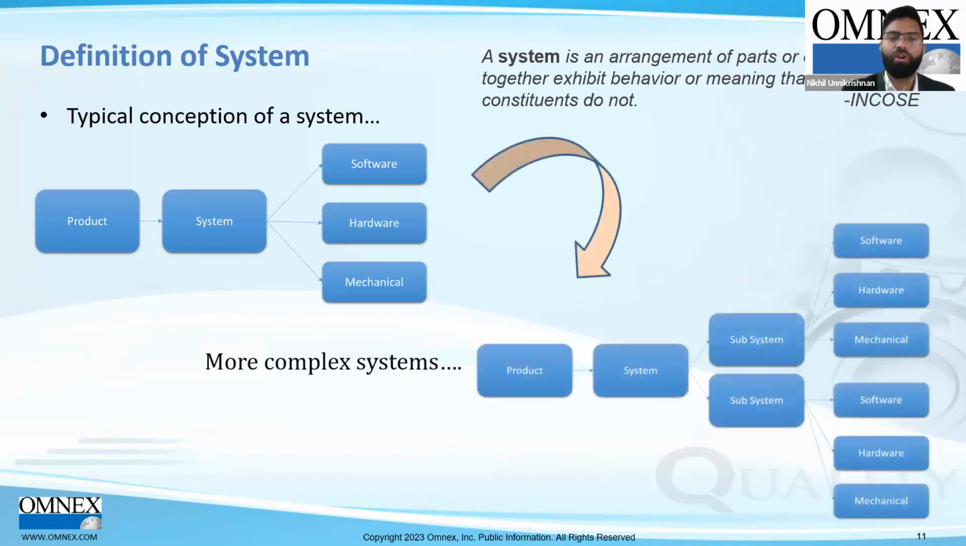And as you get into more complex systems, we're talking about the product having a system, and then it having further subsystems. And then from there, you have, again, each subsystem having its own software, hardware, mechanical. And as you can see, the diagram illustrates that. So in systems engineering, we're not talking about restricting it directly from the system to the software, hardware, mechanical. You could have multiple levels of system, subsystem, subsystem before you get into the individual software, hardware, mechanical.